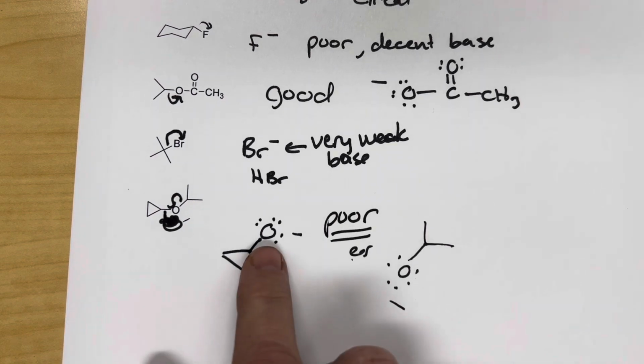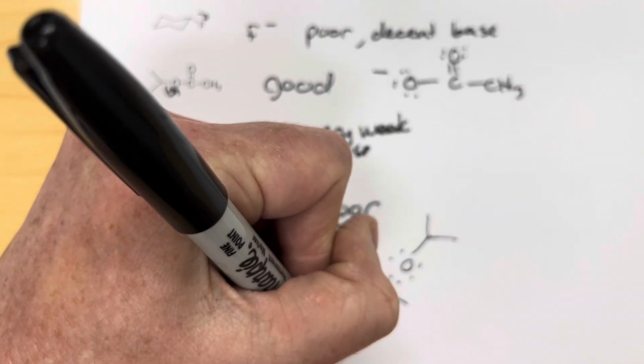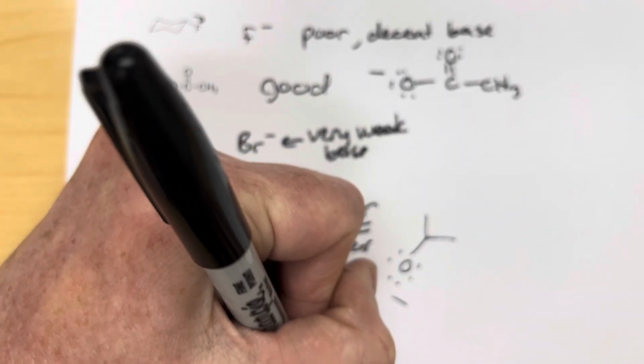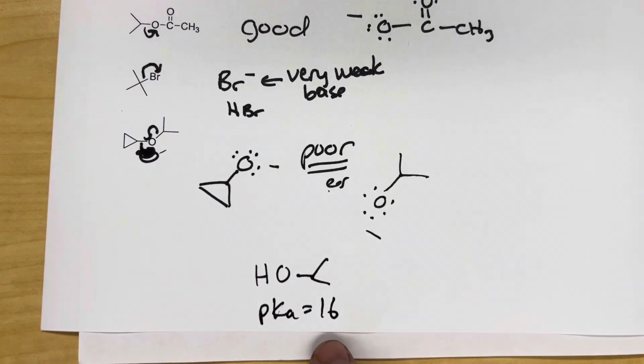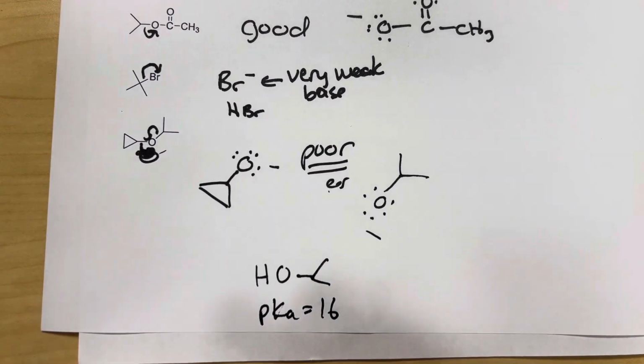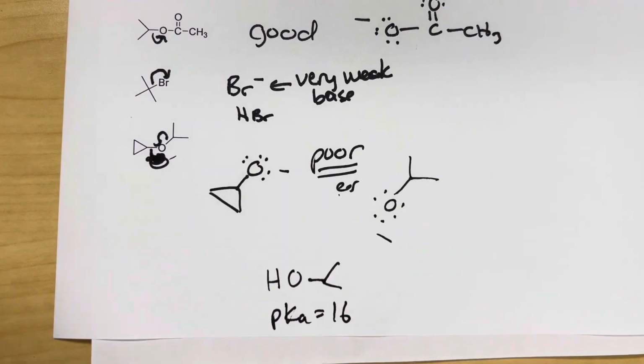Also, its conjugate acid. If you took the conjugate acid of these, it'd be like this, which would be a pKa of 16, right? A pKa of 16 is not a strong acid. It's an okay acid, meaning its base would be okay, and therefore would be a poor leaving group.